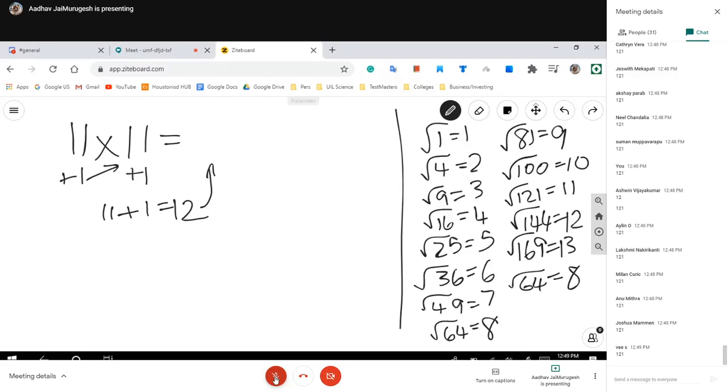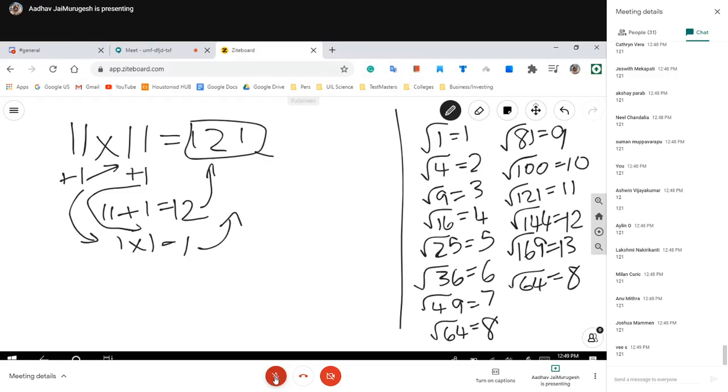Sorry, let me write it down. That's going to be our second step. Our third step is multiplying 1 times 1, taking this number and this number over here. And 1 times 1 is just 1, so you're just adding 1, 1, 2, and 2, 1. So that's it. The answer to 11 times 11 is going to be 121.